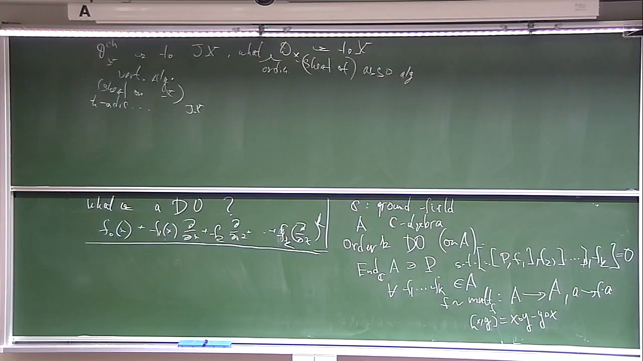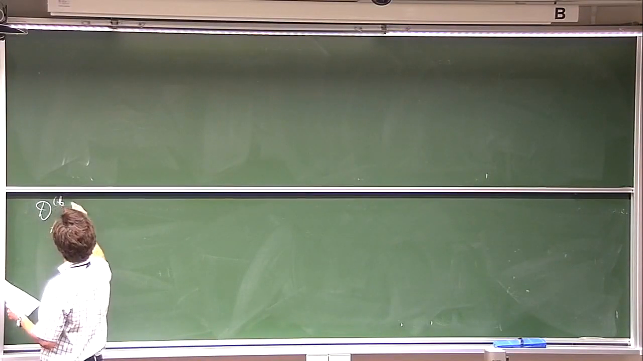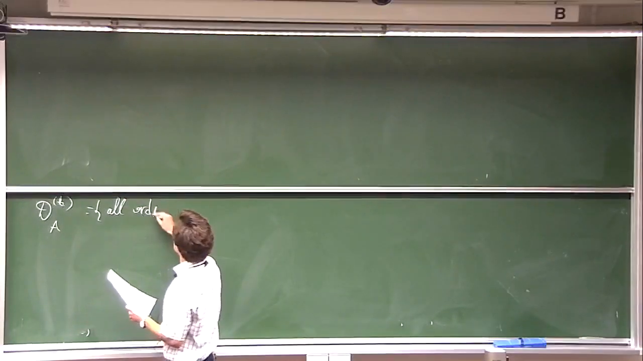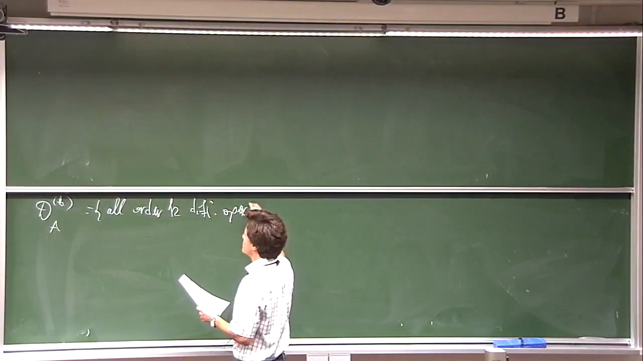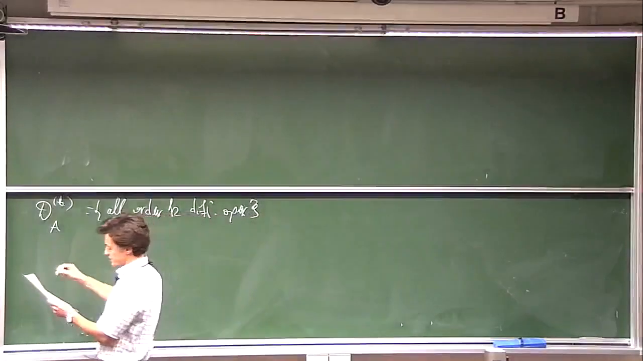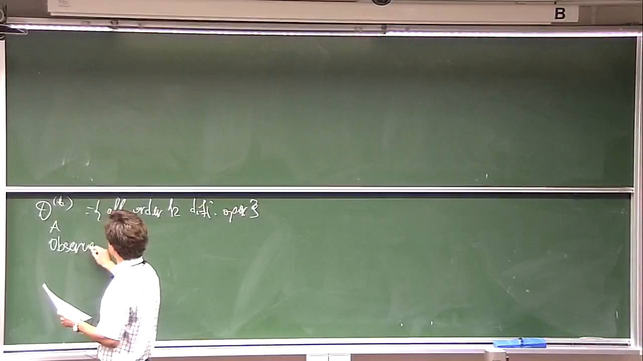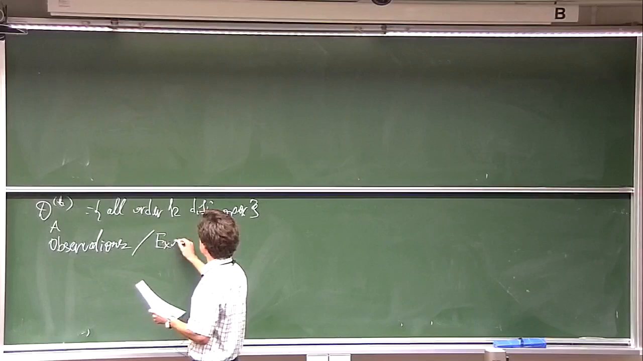All right, now first of all, let me introduce the notation. I will let B sub A super K be the set of all order K differential operators. So here is a list of observations / exercises.